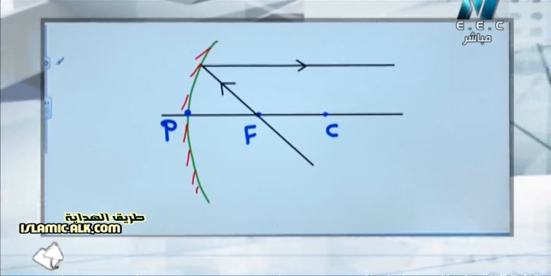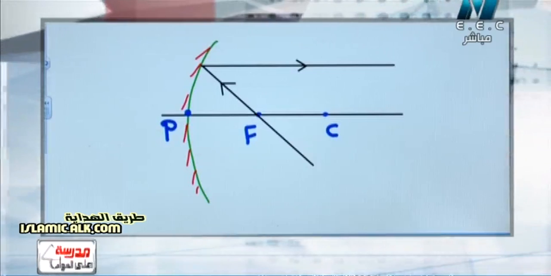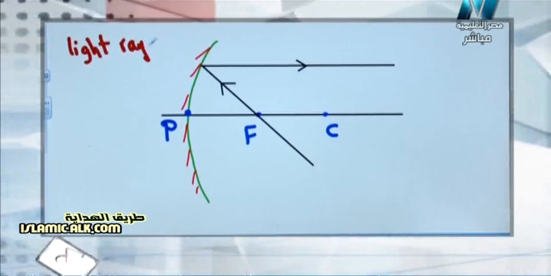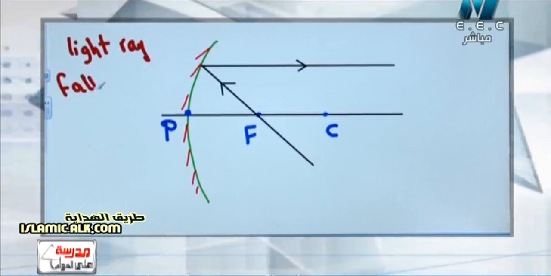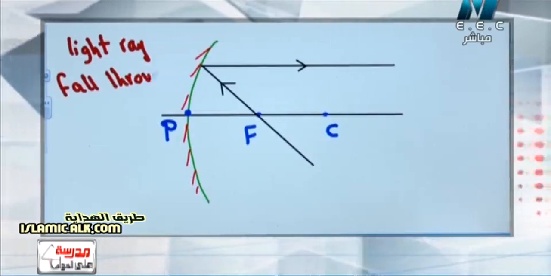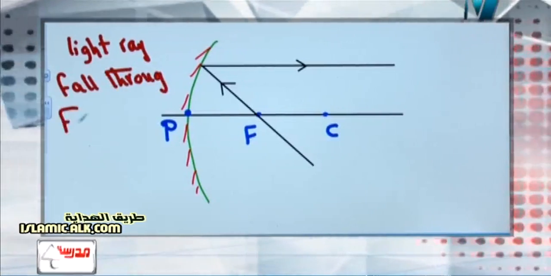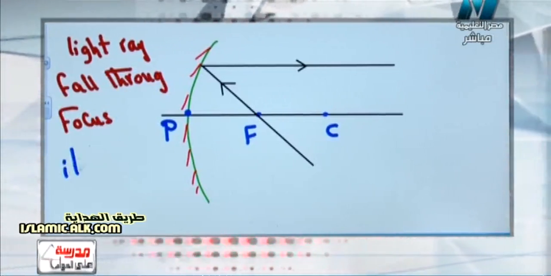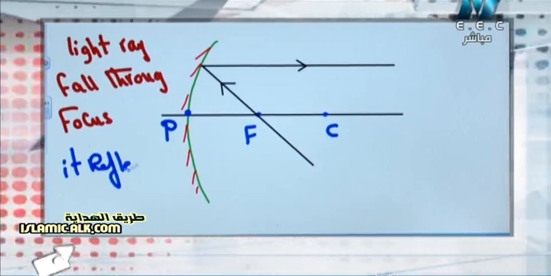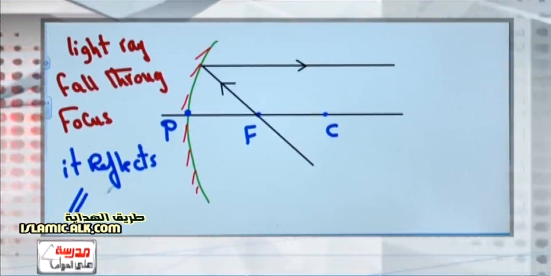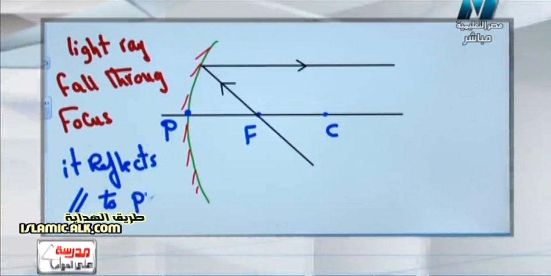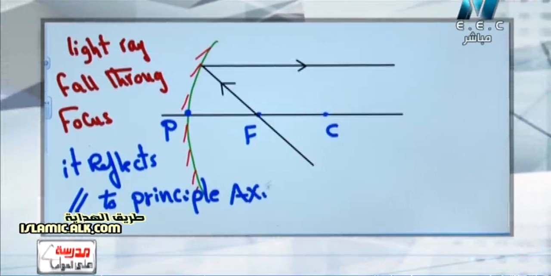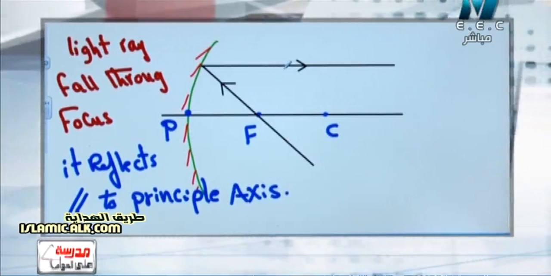So we have another case. What happens if light rays or a light ray falls through what? Focus. I say in this case it reflects what? Parallel to what? Principal axis. By the way, this is very important because we will answer the problems by these cases.